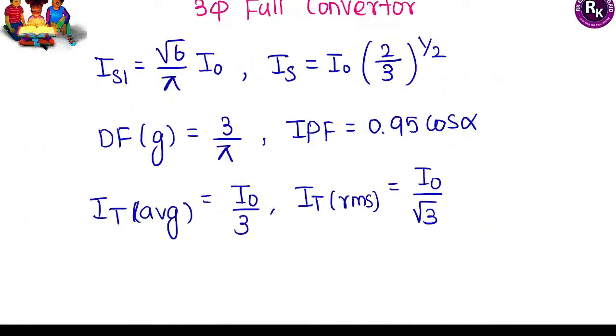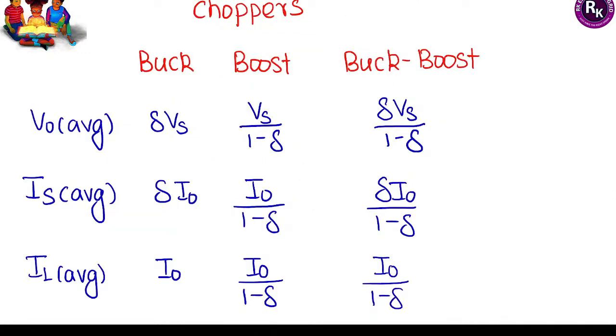Got it? So next, in case of three-phase full converter, the important things that you will have to remember, apart from V0 average and V0 RMS, the another thing is fundamental source current formula, the output source current formula, once again the distortion factor formula, input power factor formula, then average value of the thyristor current, RMS value of the thyristor current. That's all. Now, next, let us talk about choppers. Rectifier is over. Now, let us discuss about the chopper.